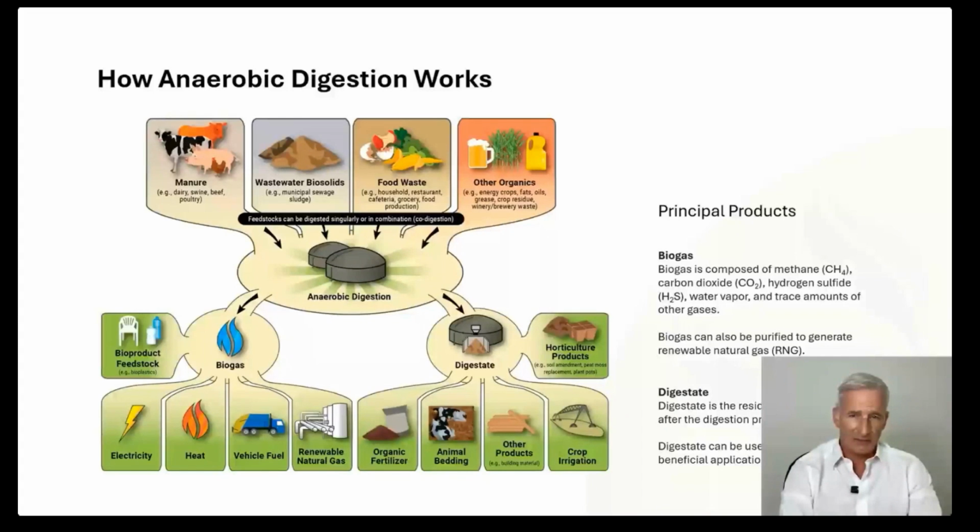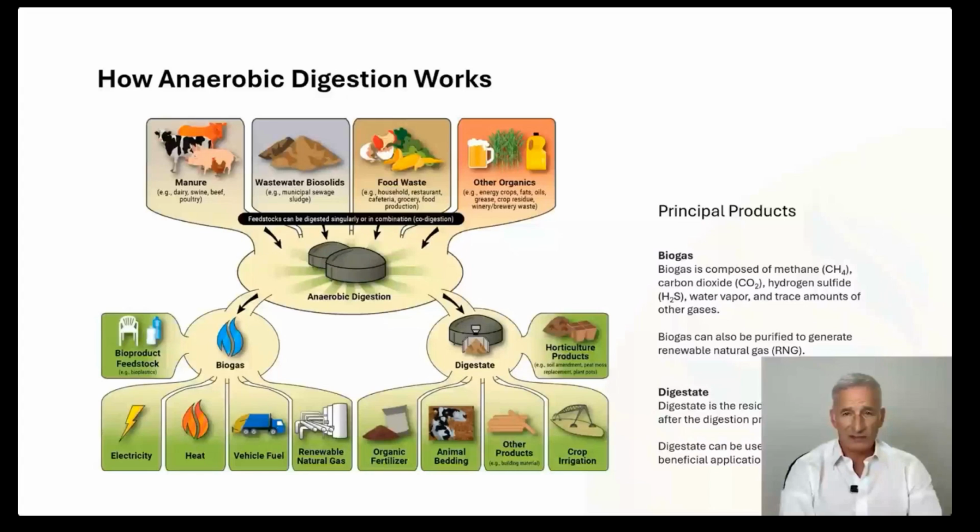The feedstocks from AD can come from a variety of sources, including manure from livestock, wastewater with biosolids from municipal sewage sludge, as well as other organic waste such as fats, oils, grease, and crop residues. These feedstocks can be digested in isolation or co-digested to optimize the AD process.